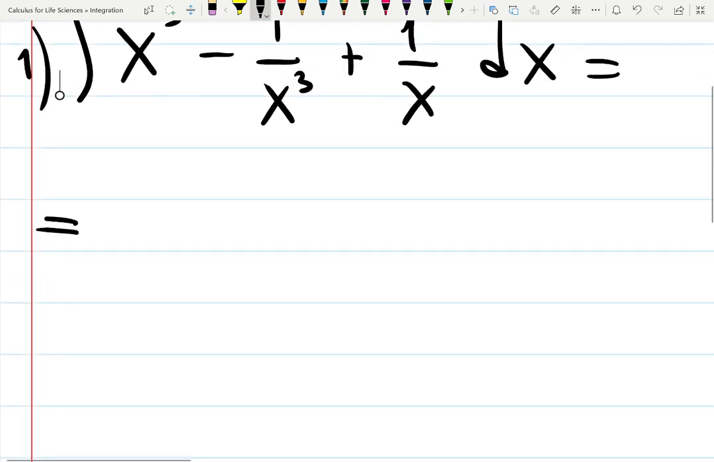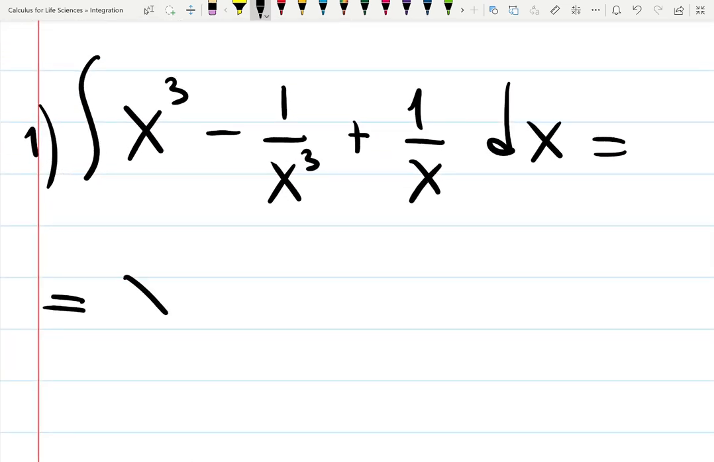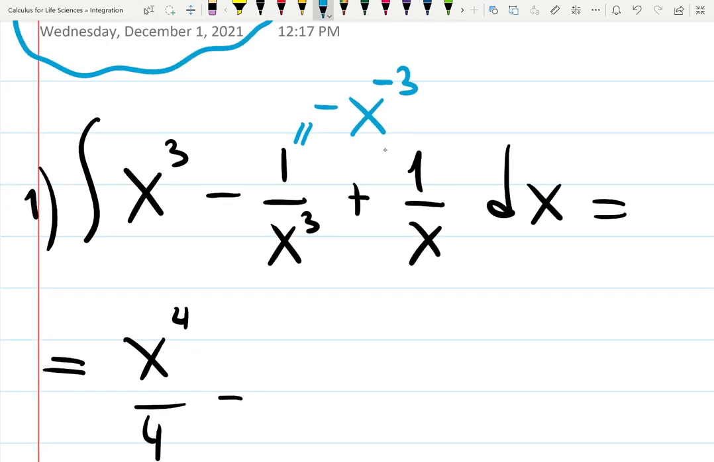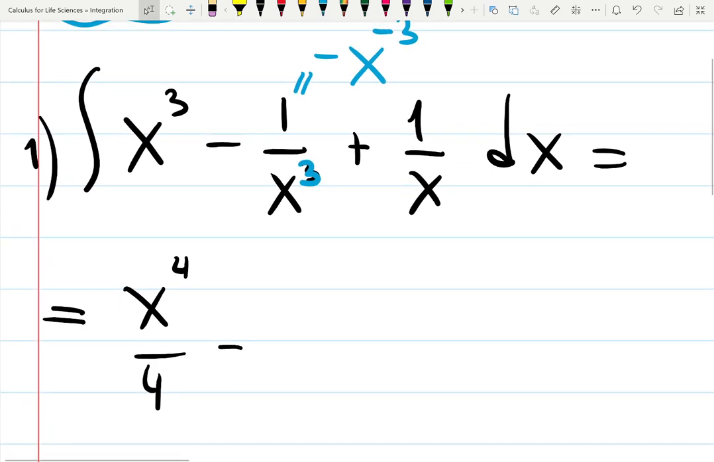X cubed gives you what? You can yell. Your chance to yell. Over 4. How about this guy? I would rewrite it as minus x squared, minus 3. Do you remember that? 3 at the bottom becomes minus 3, and minus in front because there's a minus in front.